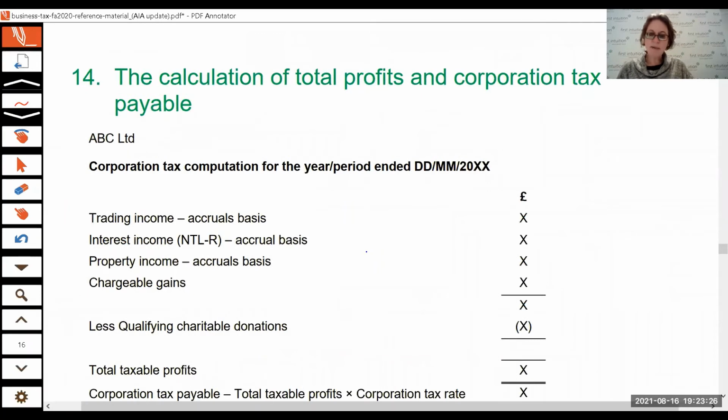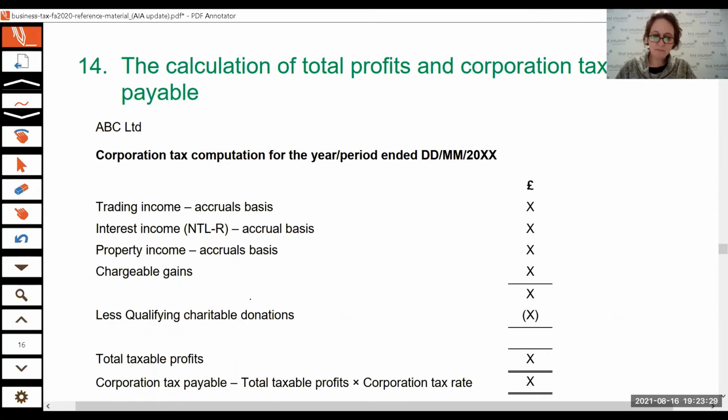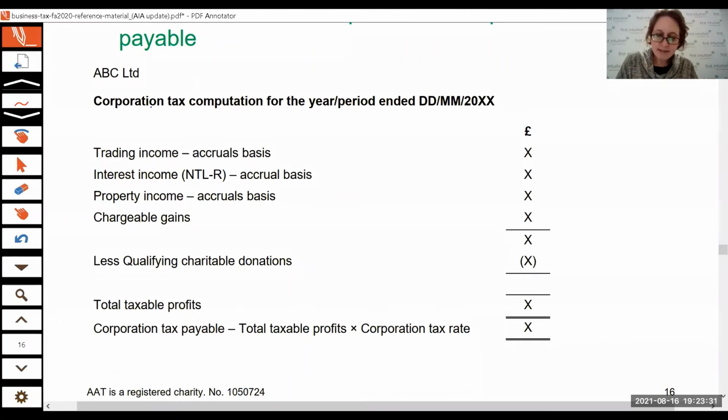You get a computation, a pro forma, and it shows you, here's a computation for the year or the period ending whatever. And it says, take your trading income. So imagine you're a painter and decorator. This is your income from your painting and decorating business on an accruals basis. So if you have an 18-month period, we'd time apportion that to 12 18ths in one period and 6 18ths in the other. So it's just prorated, time apportioned, whatever we call it.